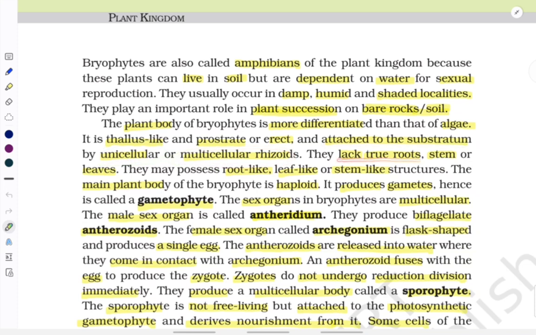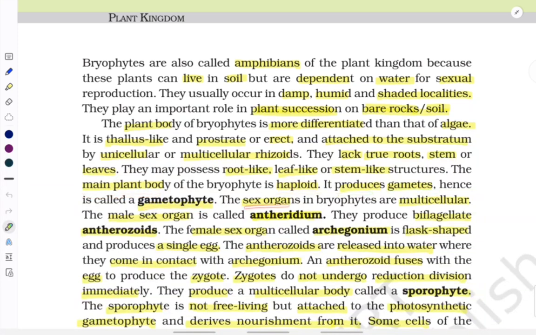They lack true roots. True roots, stem and leaves are absent, but root-like, leaf-like and stem-like structures are present. The main plant body is haploid and produces gametes, and therefore this is known as the gametophyte.